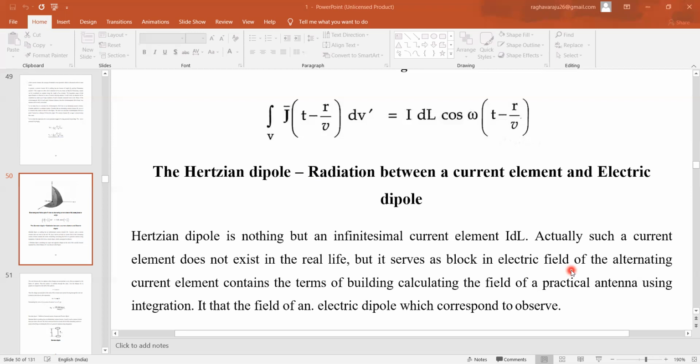So the Hertzian dipole lets us calculate the field of the ideal current element. Such a current element does not exist in real life, but it serves as a building block, since alternating current elements contain it in terms of calculating the field of a practical antenna using integration, so the electrical parameters can be solved to a greater extent.